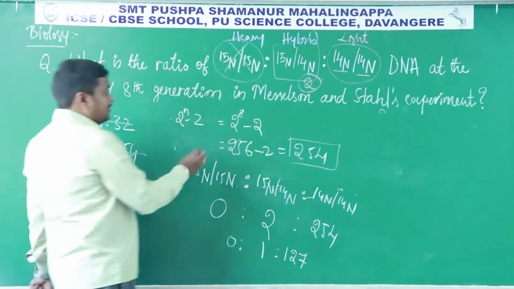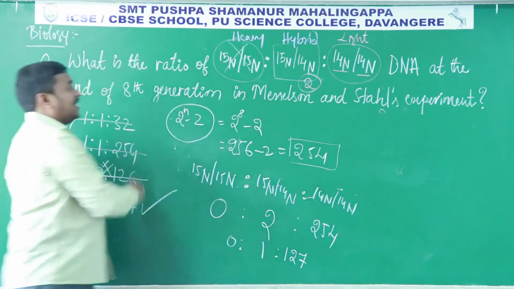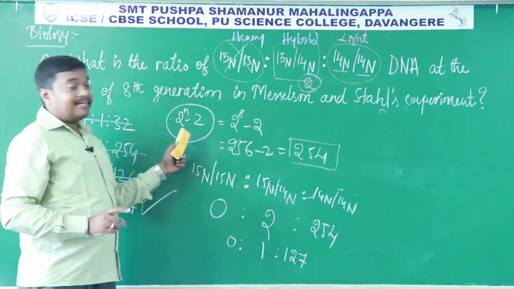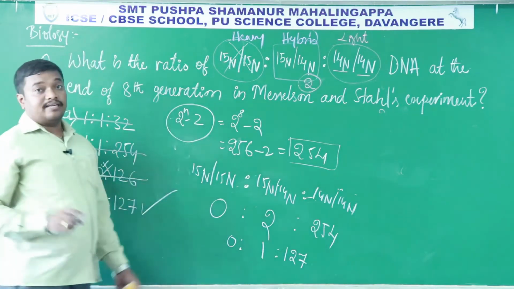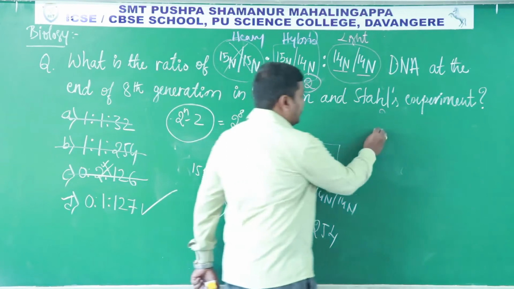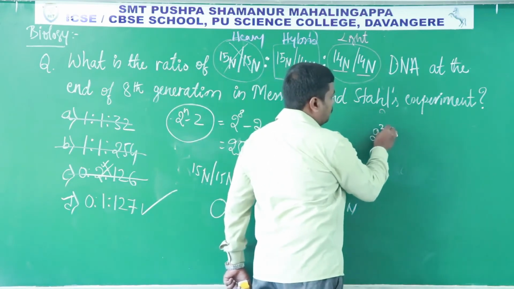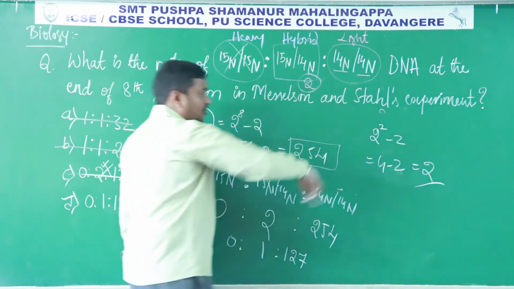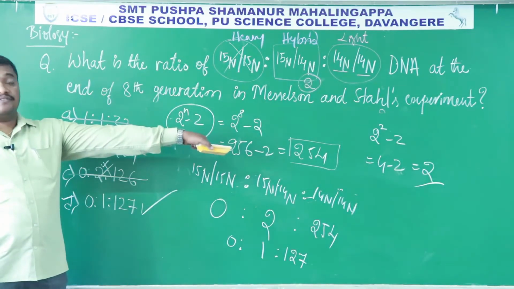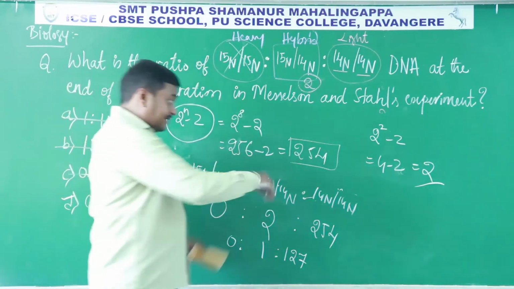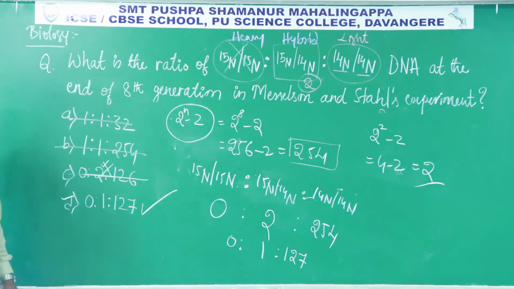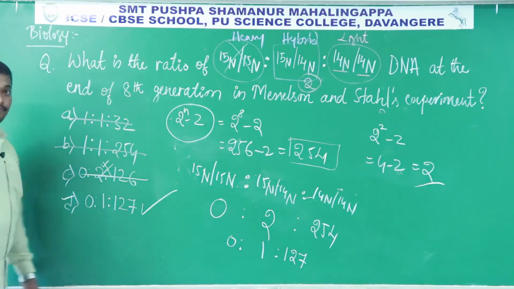So by using this simple relation, you can calculate the amount of light DNA. You should remember that the amount of light DNA can be calculated using 2 raised to n minus 2. You can calculate for the second generation as well: 2 raised to 2 minus 2 is equal to 4 minus 2, that is 2. Like that, for every generation you can calculate the amount of light DNA and choose the right answer.